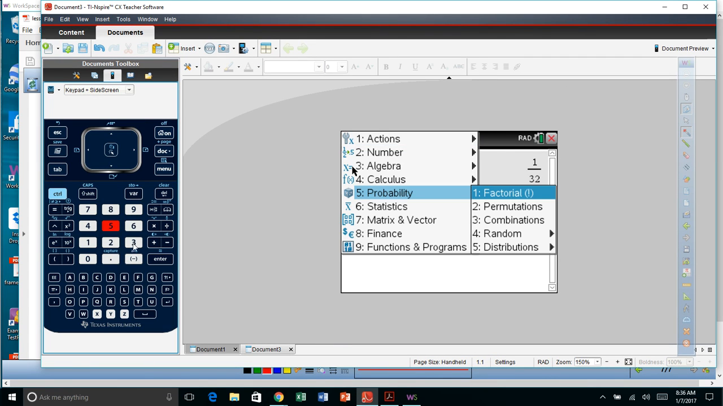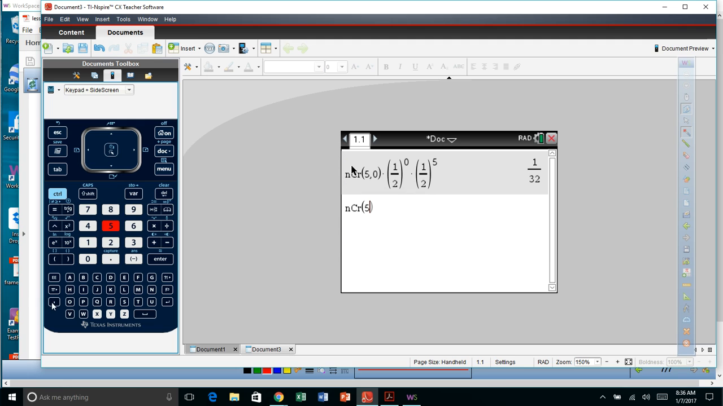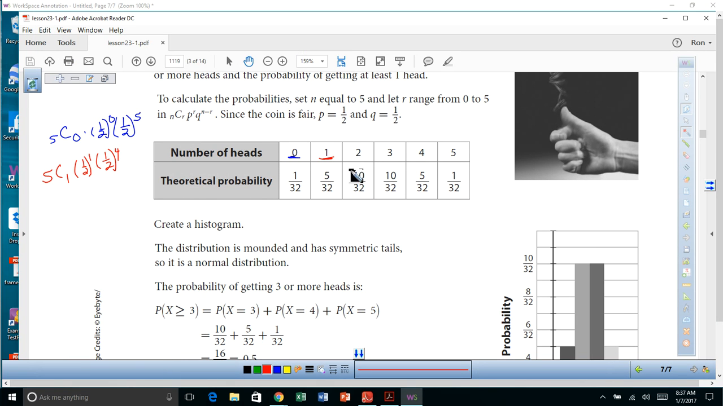Menu 5, 3, 5, comma 1, close parentheses, times open parentheses 1 control divide 2, close parentheses, caret 1, times open parentheses 1 control divide 2, close parentheses, caret 4, and 5/30 seconds. And you can do that for the rest of them. But I wanted to show you how they did that.